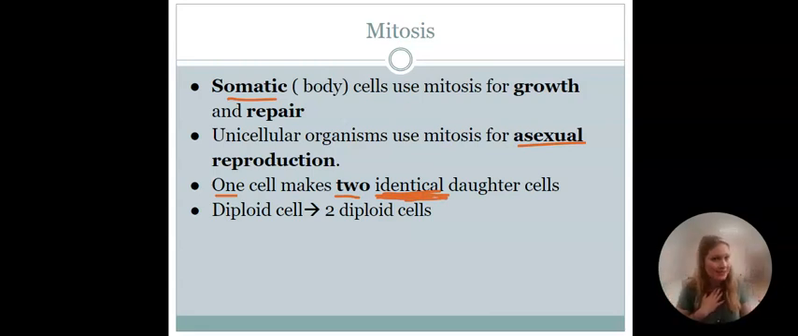Whatever chromosomes you start with better be what you end with. So for humans, we have 46 chromosomes. You best have 46 at the end. If you've lost or gained any, you're in trouble. So whatever you start with, best be what you end with, because it's asexual. They are identical daughter cells.